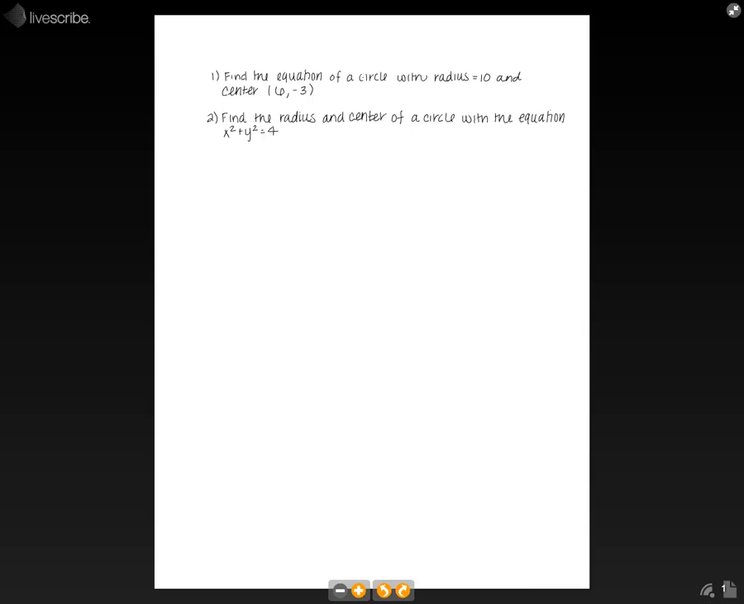In this pencast, we're going to be learning about the equation for a circle. So this problem says, find the equation for a circle with radius 10 and center 6, -3.